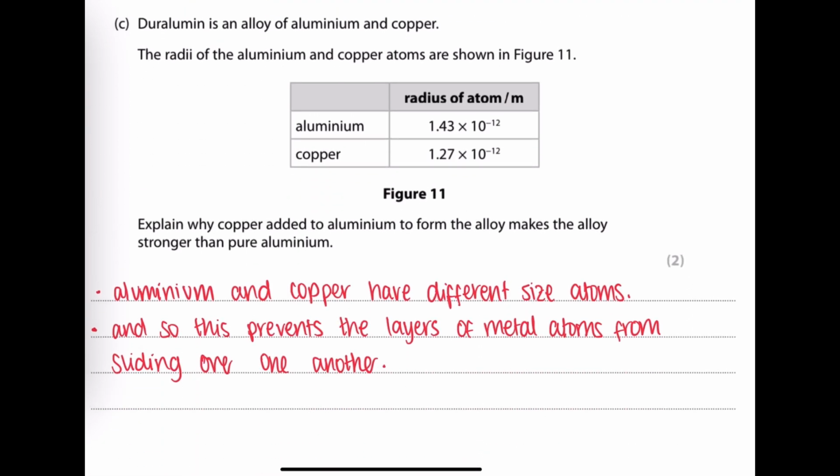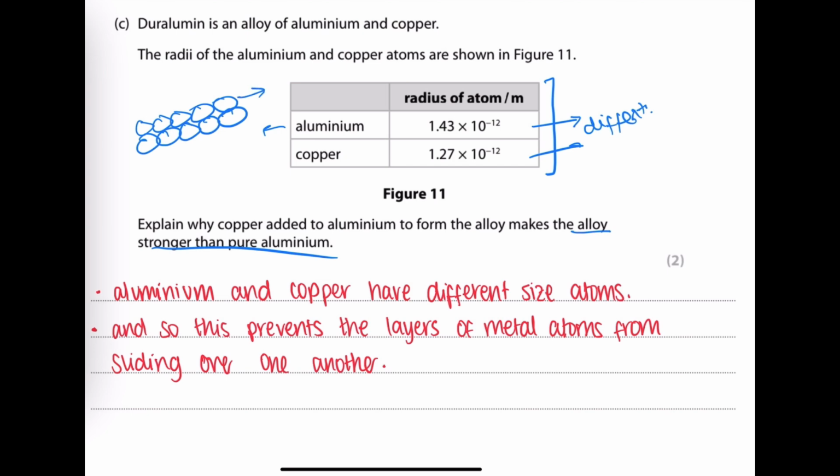C. Duralumin is an alloy of aluminium and copper, and the radii of aluminium and copper atoms are shown in figure 11. We can see that they're both different. So explain why copper is added to aluminium to form the alloy and what makes the alloy stronger than pure aluminium. If it was just pure aluminium, since the atoms are all the same size, they would be arranged something like this, which means the layers can easily slide off because there's nothing keeping them apart. They would just be all in layers.